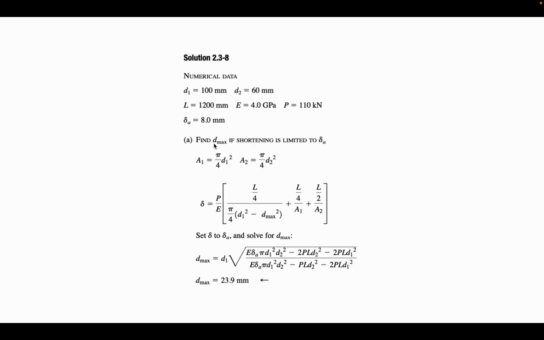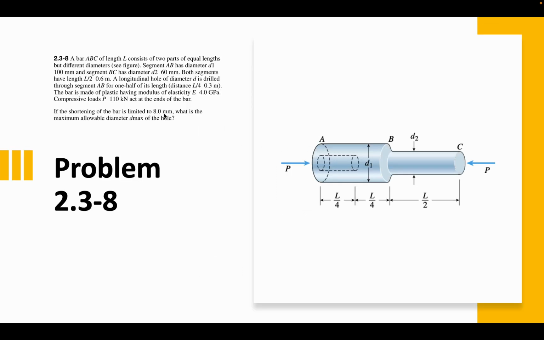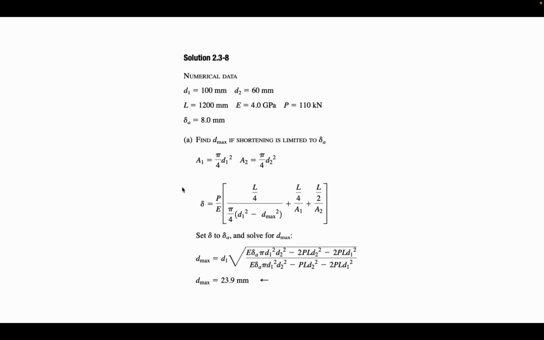Now, in order to find d max, if the shortening is limited to delta A, which we know is limited to 8 mm, the areas of section 1 and section 2 can be calculated by the following formulas: pi by 4 D1 square and pi by 4 D2 square. Now, to figure out delta, we can refer to the formula P by E, and in brackets, L by 4 divided by pi by 4 in brackets D1 square minus d max square, brackets close, plus L by 4 divided by A1, and L by 2 divided by A2, the sum of these three.